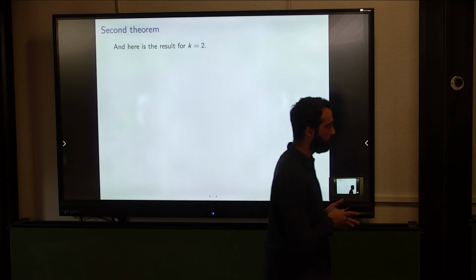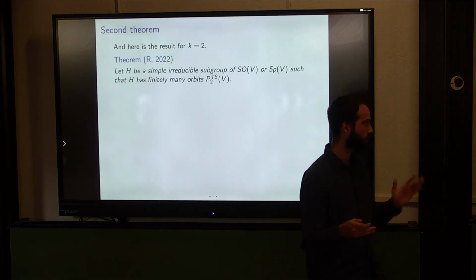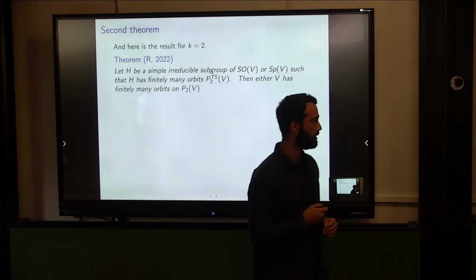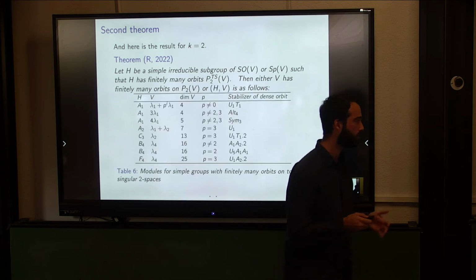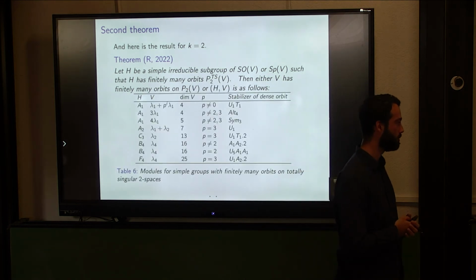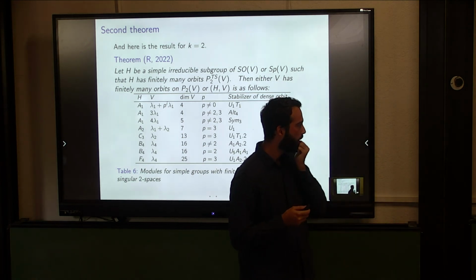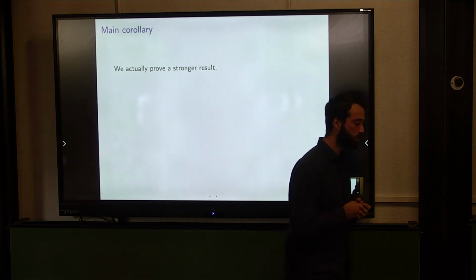So let me give you the result now for k equals 2. Same setup, we want finitely many orbits on totally singular two spaces in this case. And the possibilities are as follows. Again, a nice finite list of cases. And we actually prove a stronger result.